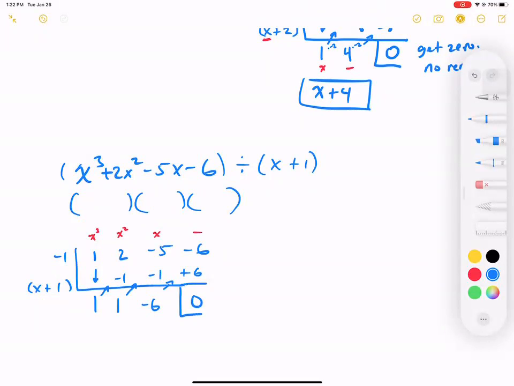Now, how do we use the numbers 1, 1, and negative 6? Is that like 106? What is this? And here's what I want to remind you. Aren't 1, 2, negative 5, and negative 6 just the coefficients of x cubed, x squared, x, and the constant? So when we divide out an x here, we go from x cubed to x squared. We have 1x squared plus 1x minus 6.